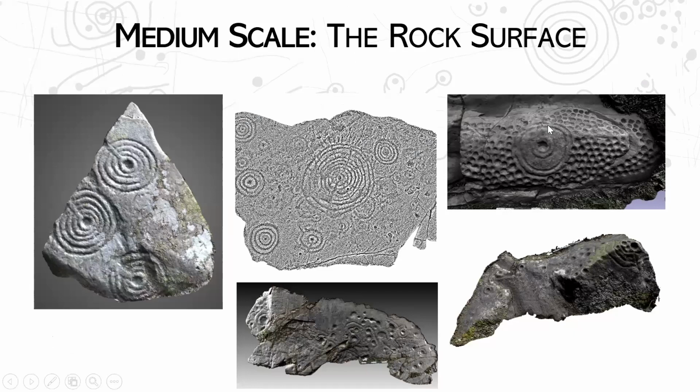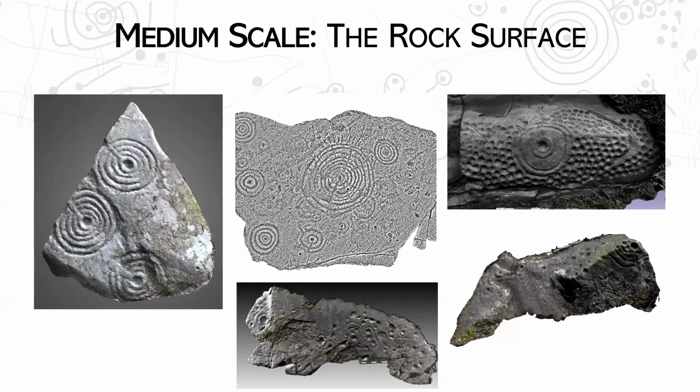Thank you, Linda. So I will now take it from here, and we are now moving to a different scale of analysis. So we'll be looking at the medium scale. This scale of analysis relates to the type of rocks that were chosen to carve. So whether they would be outcrops or boulders, but also the relationships between the motifs that were carved on these rocks and the textures of the rock surface, as well as other natural features.